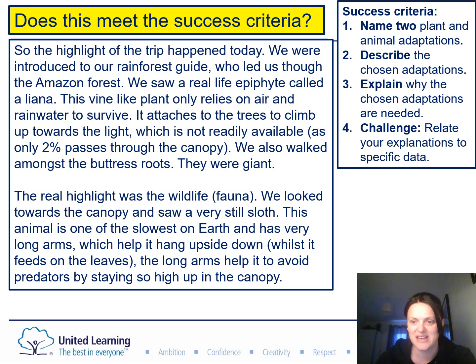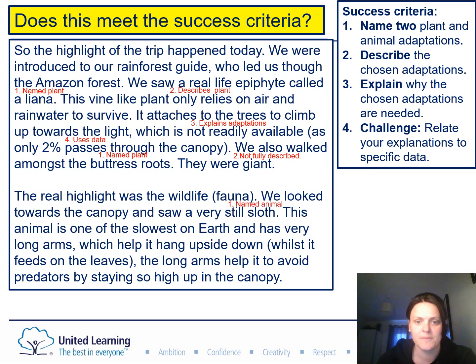So, sounds really good, but let's see if it actually followed the success criteria. So first of all, they named some plants, they described the plant and how it adapts, and then they've explained the adaptations. They've used data, and they've named another plant. But here, for the buttress roots, they didn't say anything more. They just said it was giant. So that's not really good enough.